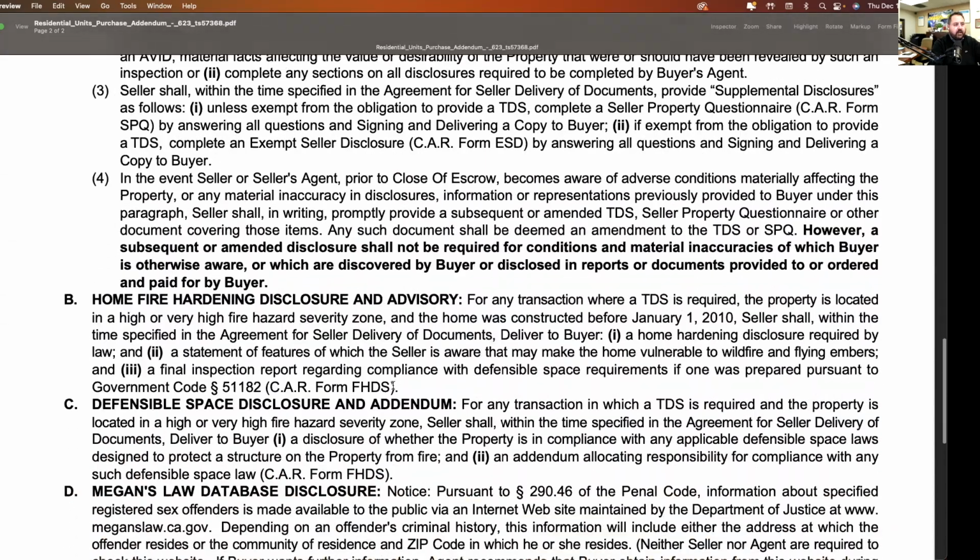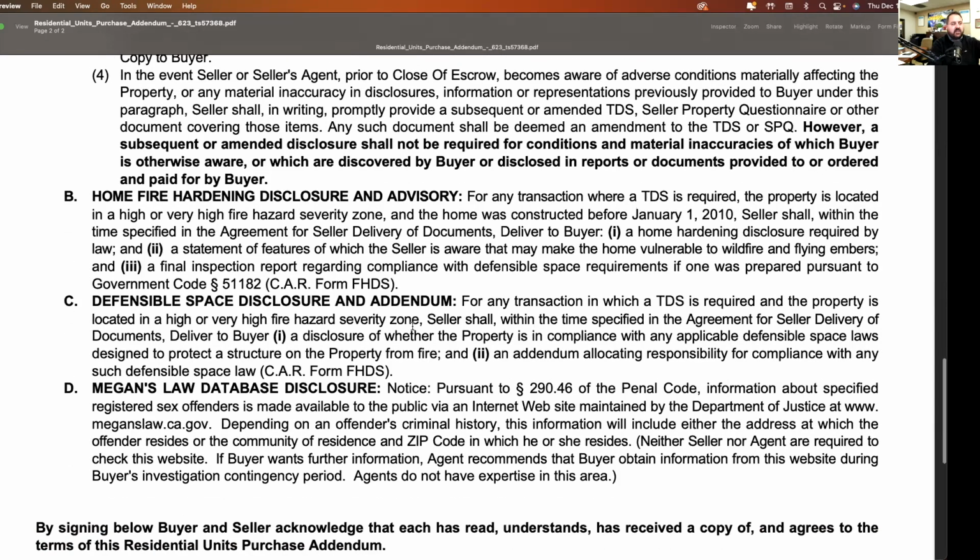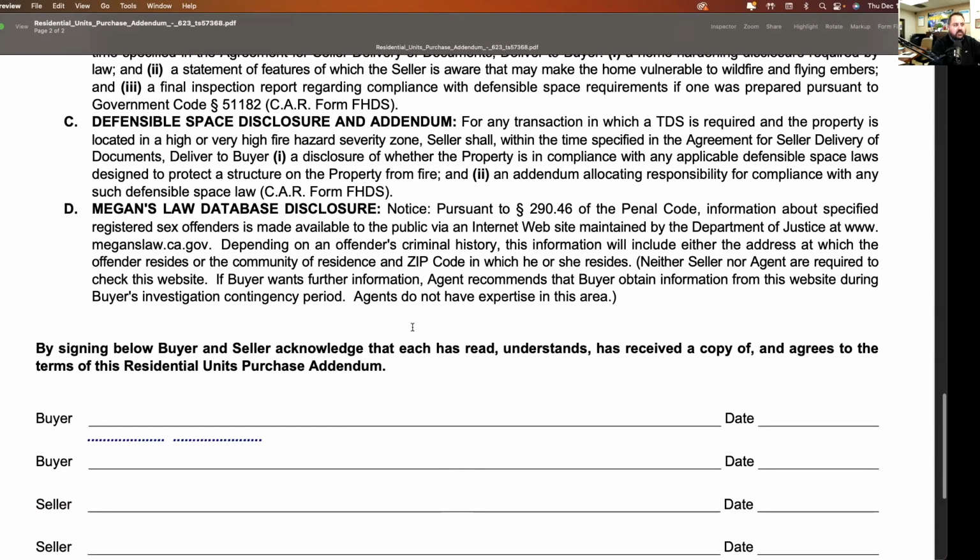Here's all of them there. The home fire hardening disclosure and advisory, we know about that. The defensible space disclosure addendum, we've talked about that in the past. The Megan's Law disclosure, right? So anything that I would do for a normal residential, it's just referencing here to make sure it's incorporated.